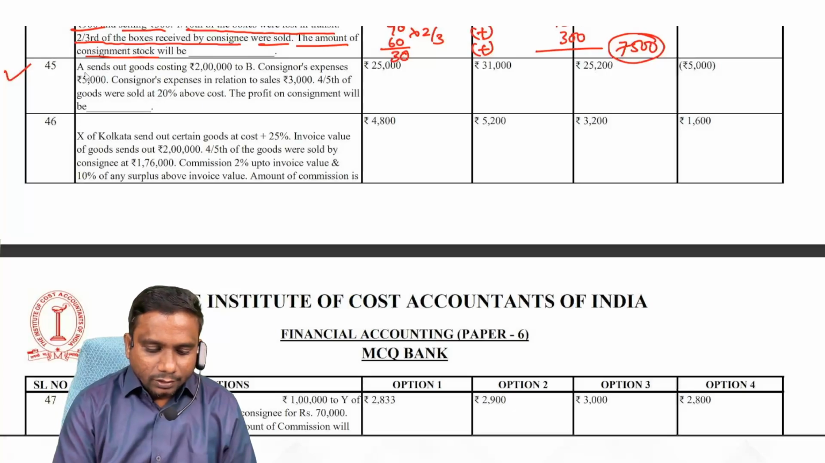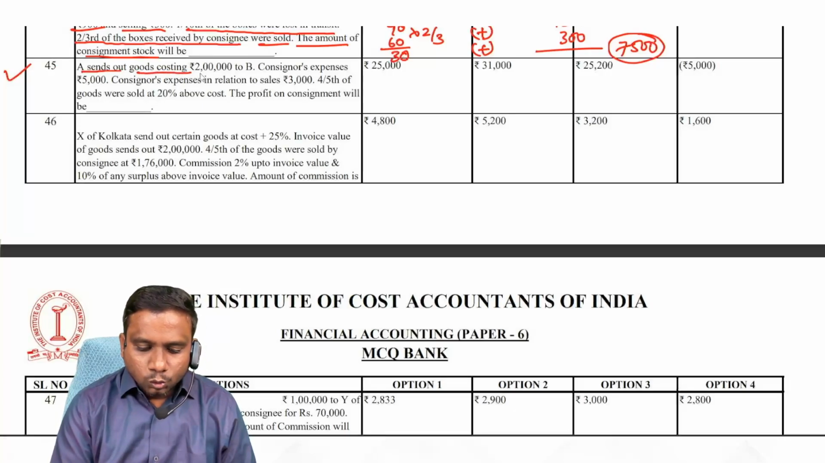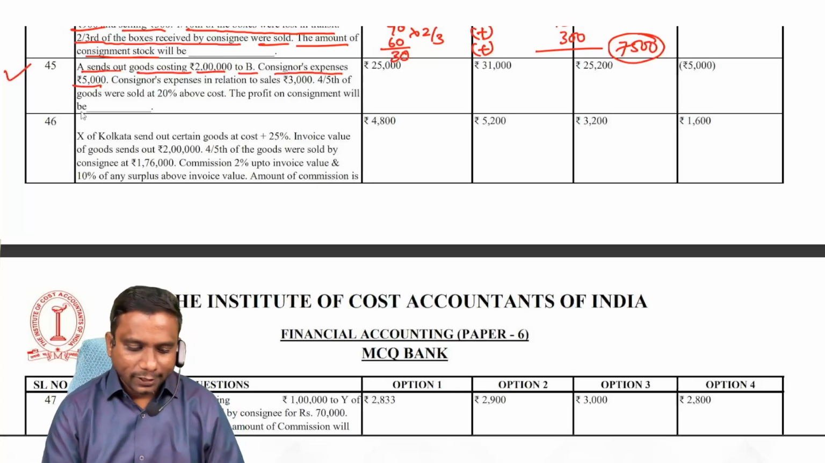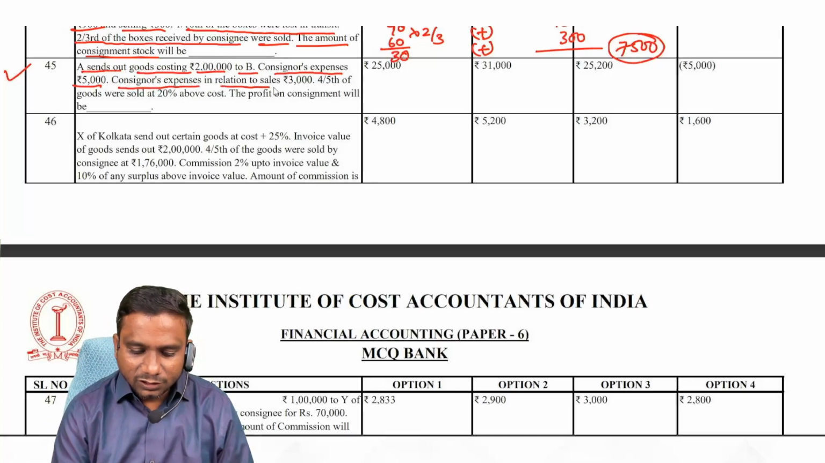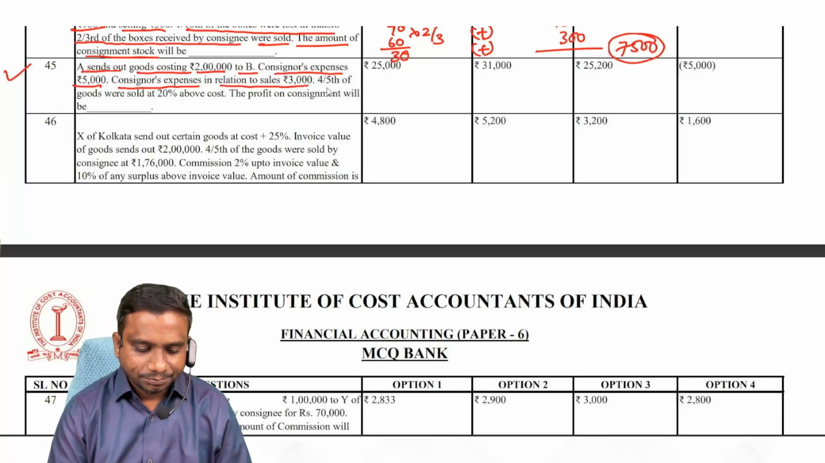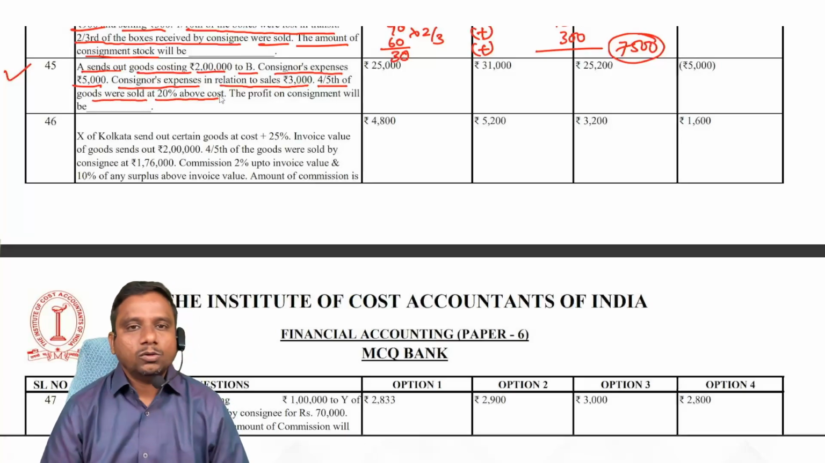45. A sends out goods costing 2 lakh to B. Consignor expenses 5,000. Consignor's expenses in relation to sales 3,000. Fine. 4/5 of goods were sold at 20% above cost.